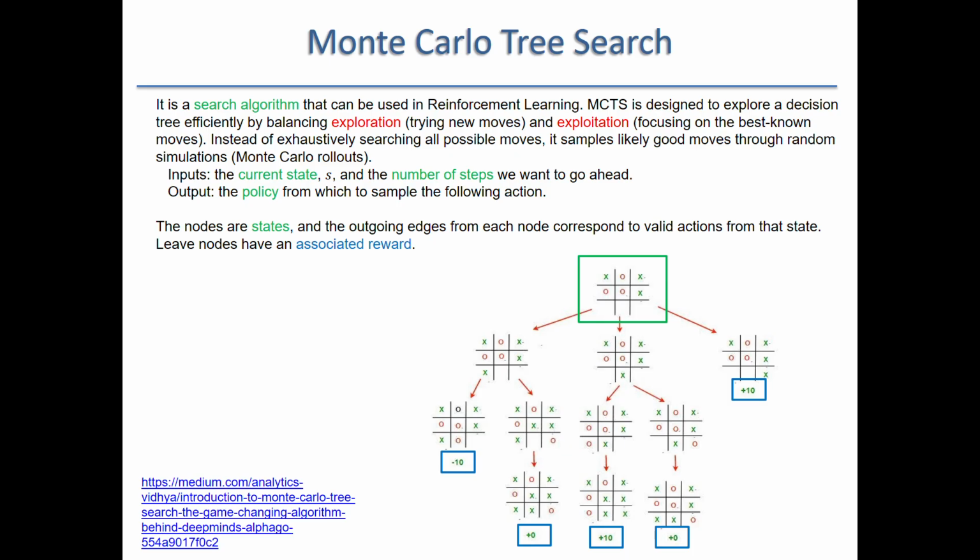Famous networks such as the AlphaGo or AlphaZero networks; AlphaGo was the one that beat the Go players. Go is a game similar to chess. They use reinforcement learning, but coupled to this Monte Carlo tree search.